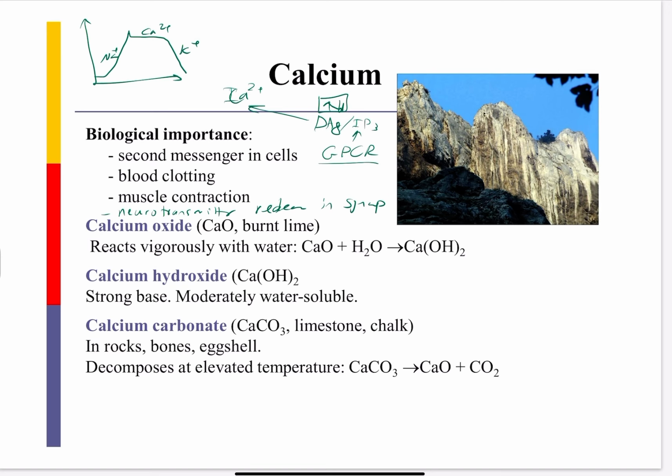One of the important things is calcium oxide, where we can find burnt lime. It reacts with water very easily and produces calcium hydroxide. Calcium hydroxide is a strong base, moderately water soluble. Okay, it's very important. And calcium carbonate, we can find as chalk or limestone in rock, bone, eggshell, and with heating decomposition it can produce calcium oxide. With calcium oxide, we can again react with water to form calcium hydroxide.